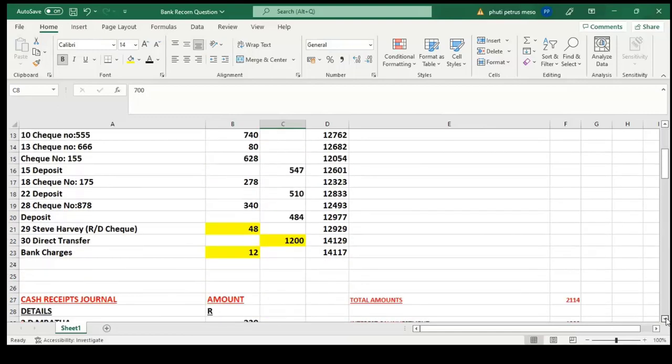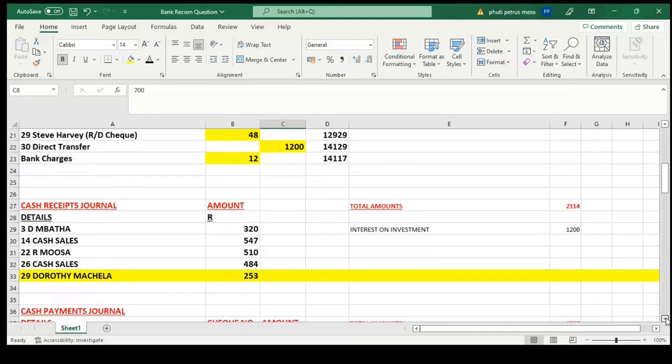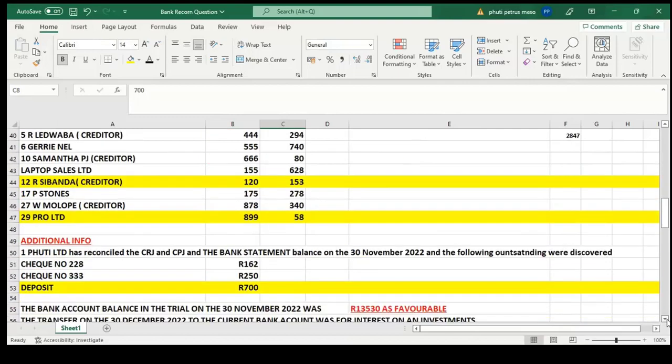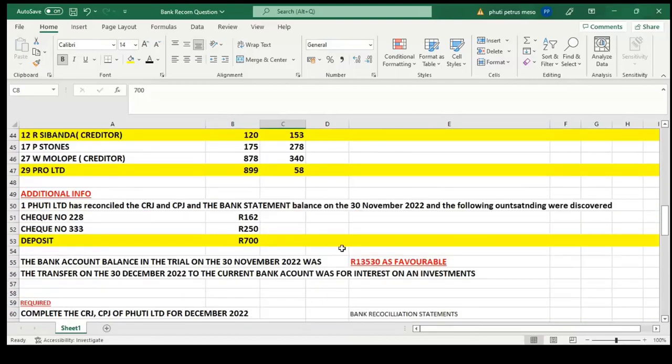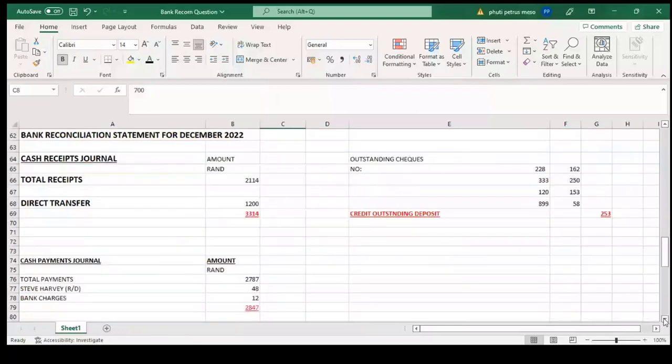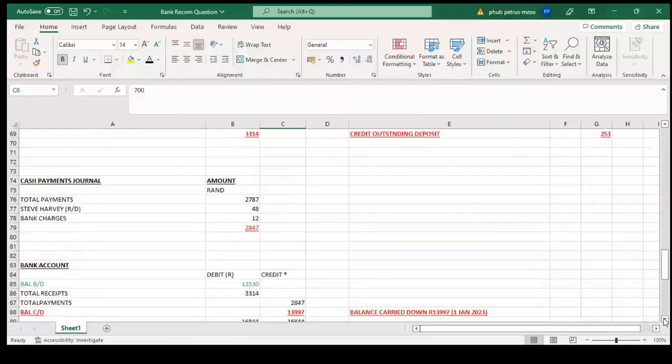It means that we have to cancel. Okay, so putting it there, it's actually a bit of double counting. So that's not supposed to be there. What we're supposed to do is just say 2114 plus 1,200, and then we get the total of 3314. Our CPJ and CRJ have been totaled up quite correctly.